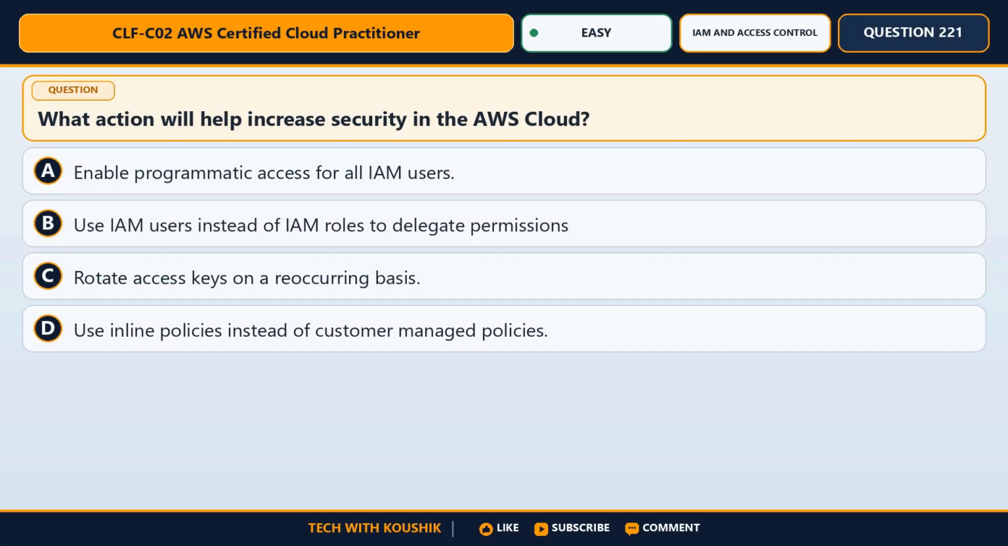Question number 221. What action will help increase security in the AWS cloud? Option A. Enable programmatic access for all IAM users. Option B. Use IAM users instead of IAM roles to delegate permissions. Option C. Rotate access keys on a recurring basis. Option D. Use inline policies instead of customer-managed policies.